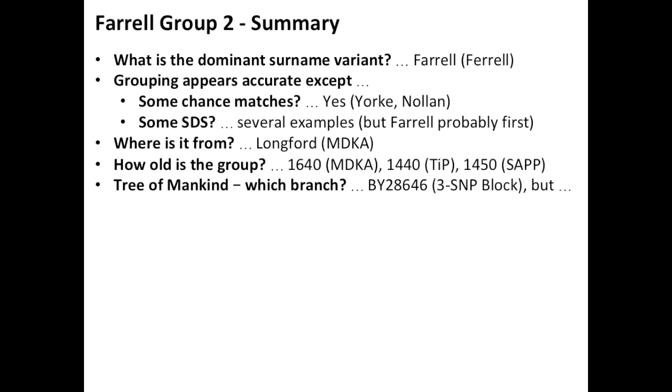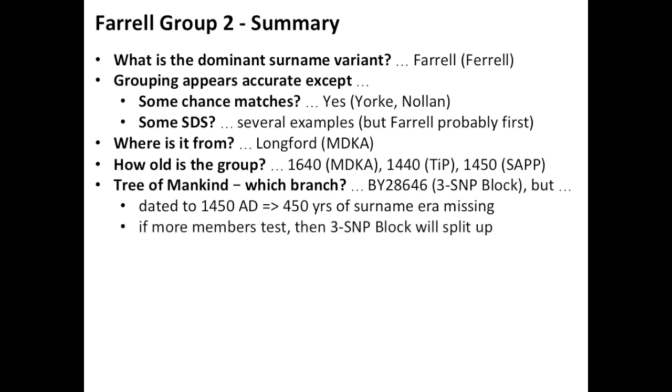This is the branch of the Tree of Mankind, which is a three-SNP block. So there's three SNP markers together. They all go back to there. We're only going back to 1450. What happened for the 450 years before that? Supposing the first O'Farrell invented the O'Farrell name, and then there was a surname or DNA switch immediately after that. Now, that doesn't look to be the case because we have that genetic link to the Reynolds, and it looks like it's actually passed down fairly undisturbed for the last 1,000 years.